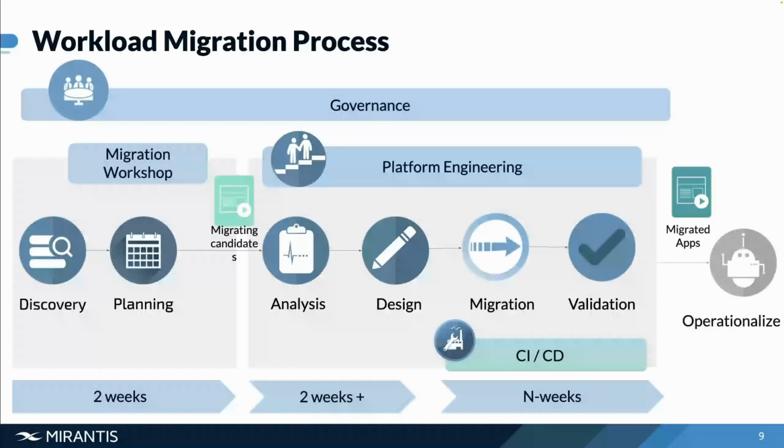So the workload migration process is as follows. You have that governance body, again, which is very, very important. And that governance body will be very closely monitoring all the migration process. The migration process is basically divided into 2 pieces. The first piece is the preparatory piece, and the second piece is the execution piece. During the preparatory piece, this is what we call the migration workshop. During that migration workshop, we will be doing 2 major things.